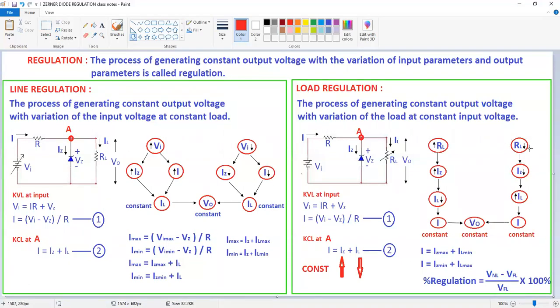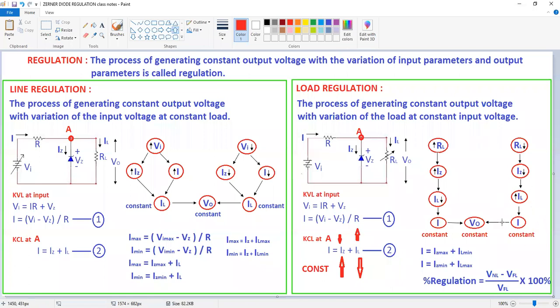Similarly, observe this case. If RL decreases, what will happen? If RL decreases, IZ is decreasing. If IZ decreases, what will happen to the IL? IL must increase to satisfy this equation. When the load resistance is decreasing, IZ is decreasing. To maintain I as constant, IL must increase.